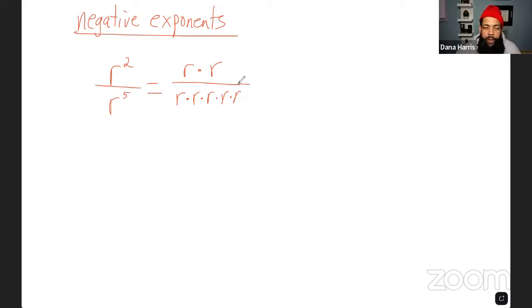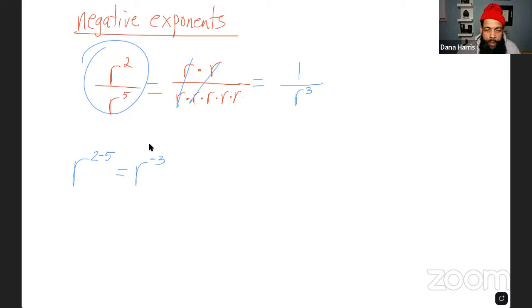So now, how many r's can divide out to be 1? Boom, 1 right there, 1 right there, okay? And we're left with 1 up top because those canceled out to be 1, and then we have r to the third power. Well, if I go back and do my quotient rule, which tells me r to the 2 minus 5 power, that gives me r to the negative 3 power. Okay, so this is the same as this. Here's how we derive that.